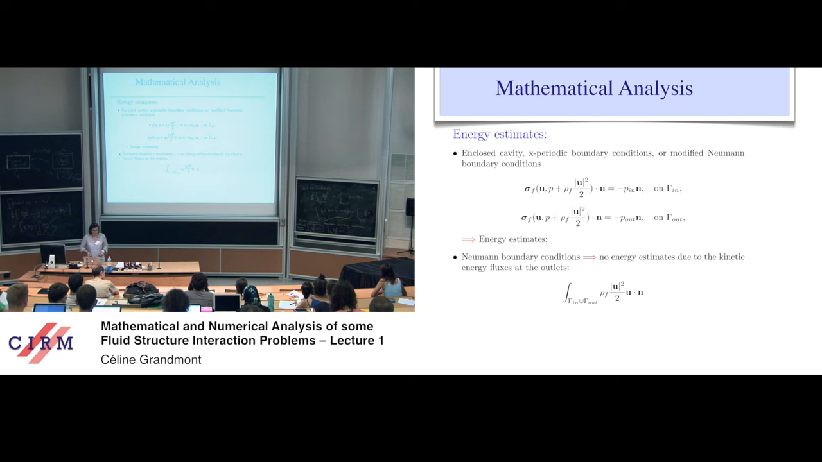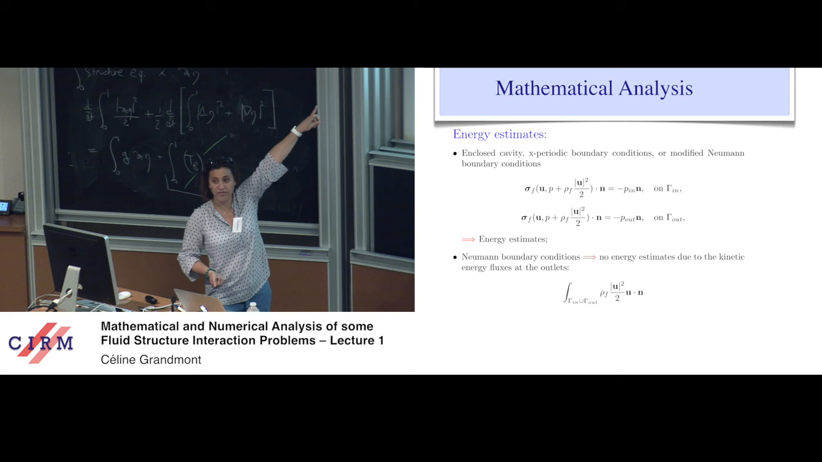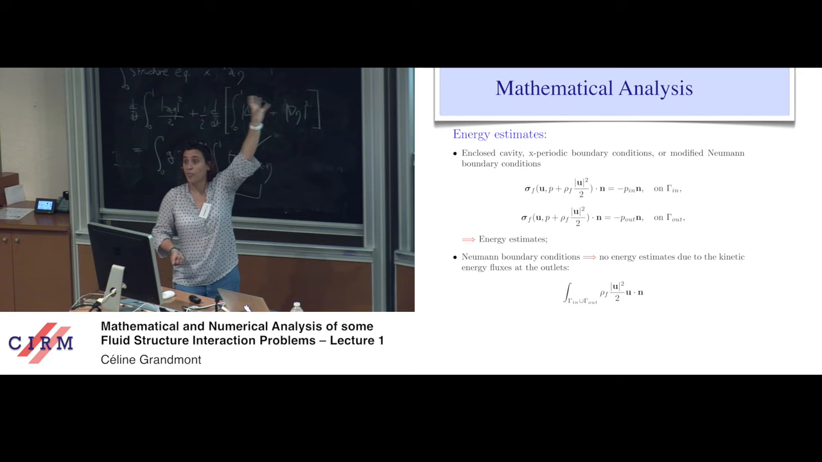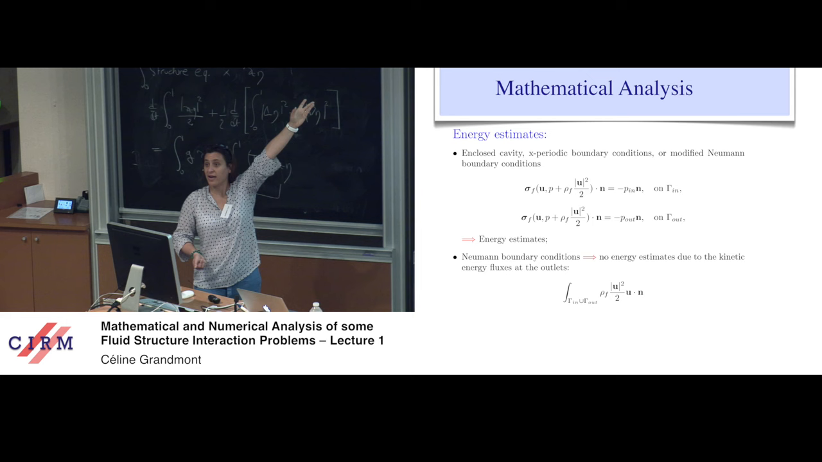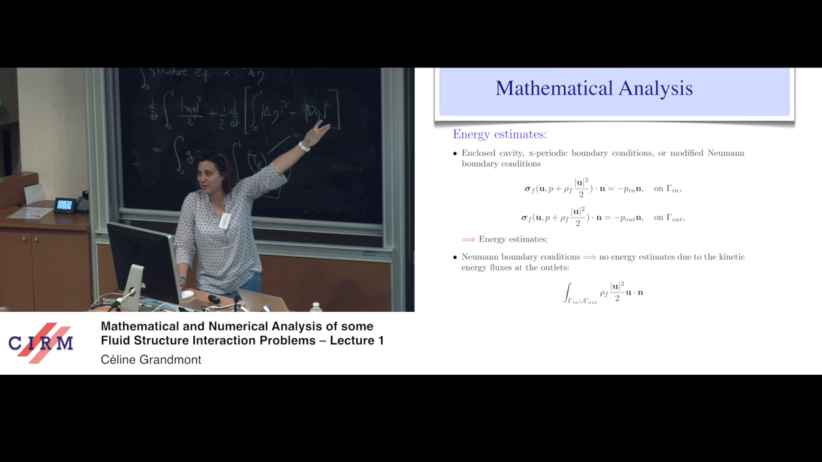So, one way to avoid having those two terms, if we consider Neumann boundary conditions, is to modify the pressure at the interface and to consider the total pressure, so the pressure plus the kinetic energy of the fluid. And by changing a little bit those boundary conditions, I say a little bit, but from the physiological point of view, it may change a lot the profile of the velocity at the interface. So from the mathematical point of view, it will help us to obtain energy estimates.